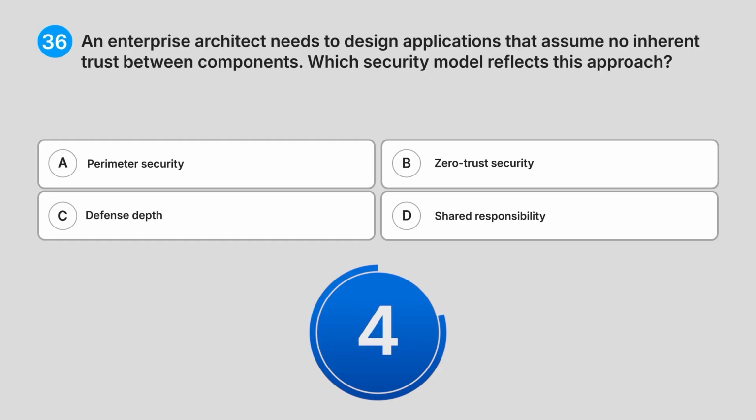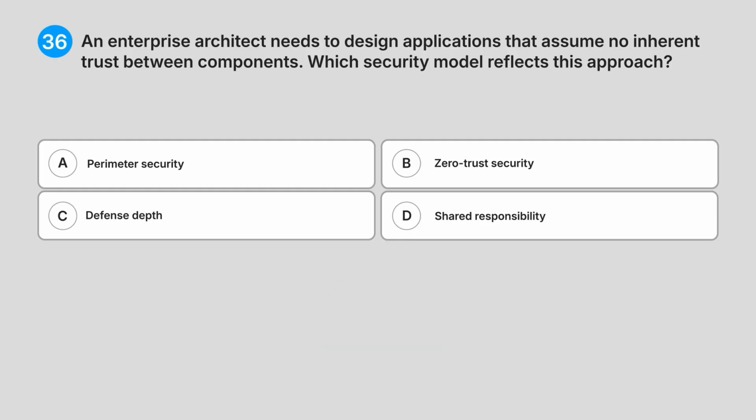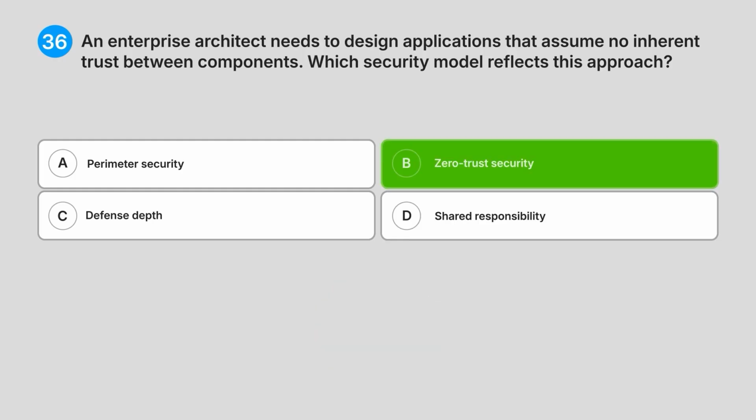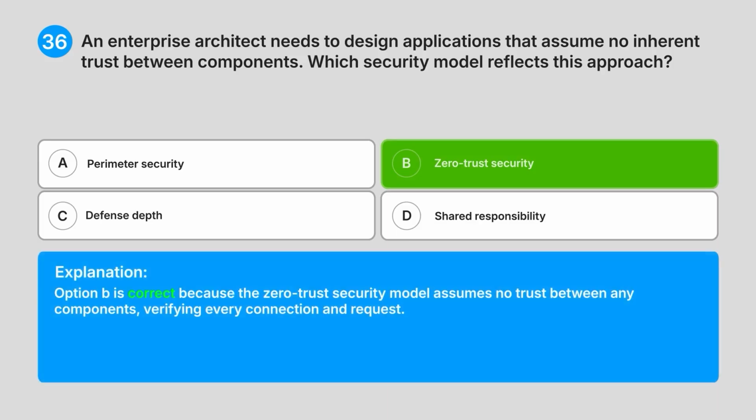Do you know the answer? Correct answer, B. Zero trust security. Explanation: option B is correct because the zero trust security model assumes no trust between any components, verifying every connection and request.